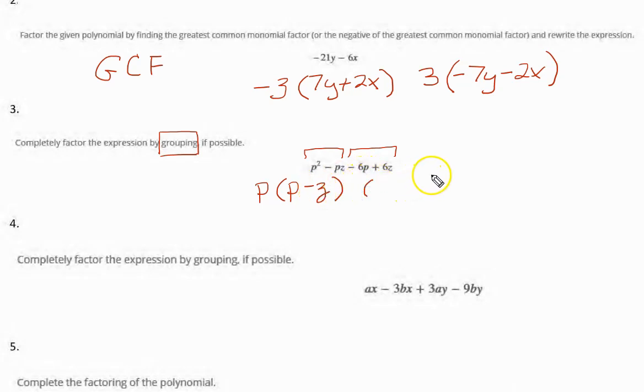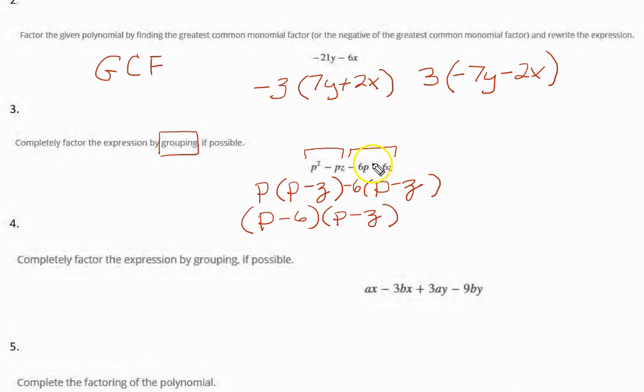Now in the next set, you say, well, I could take out a 6 out of both, but my signs are wrong. So again, the technique is if we take out a -6, that's going to reverse the signs. So this becomes p minus z. So now you have a common binomial factor in each of these terms in a sense. And what we would do then is put the p and the -6 in one set of parentheses, and then our common binomial in the other.